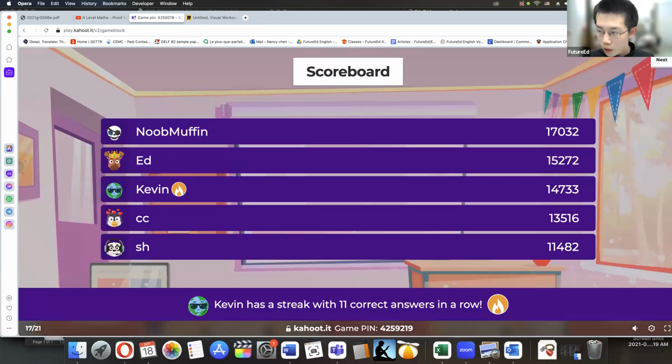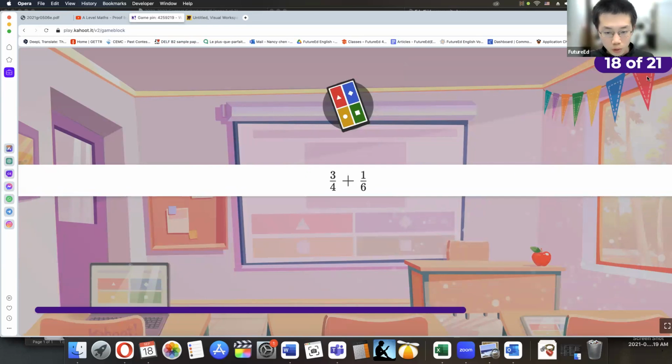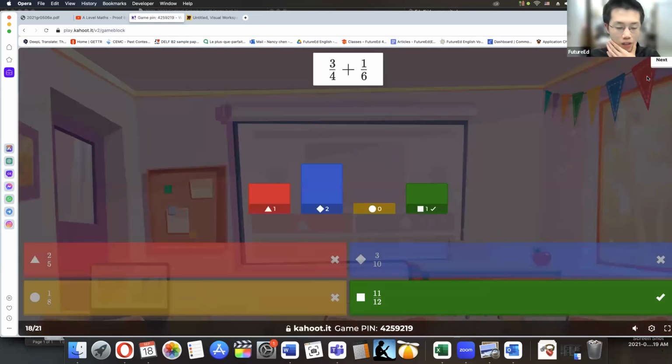I think we have a few more questions left. Let's speed through this. Oh, 3/4 plus 1/6. I think the timer was a bit tight on that one. Did you guys actually know how to do this? Basically, you have to find the same number at the bottom, like 4 and 6.